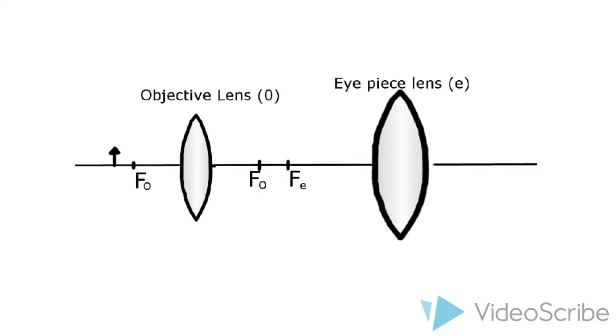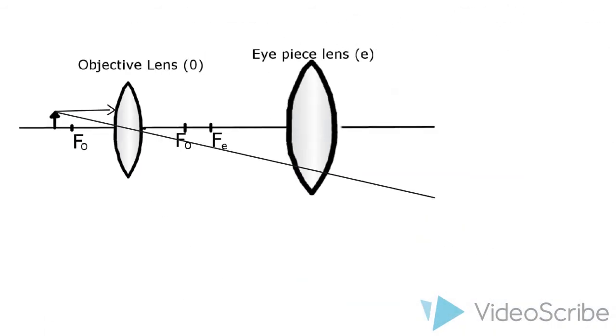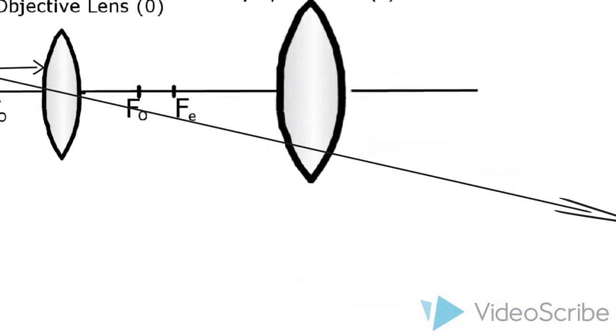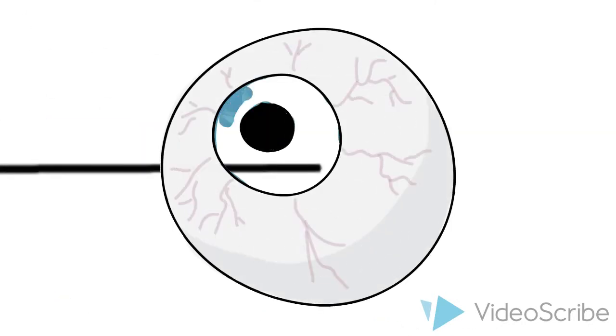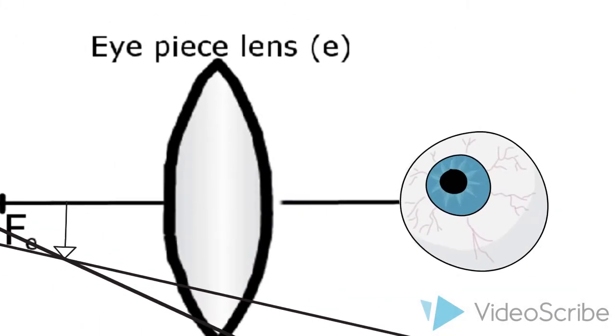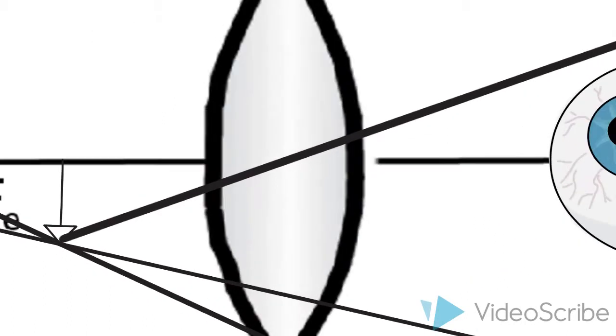Now let's look at a ray diagram of this. Light from the object is refracted through the objective lens. Since the object is beyond the principal focus, its image is also beyond the secondary focus and larger than the object. This real image projects incident rays that are refracted through the eyepiece lens.